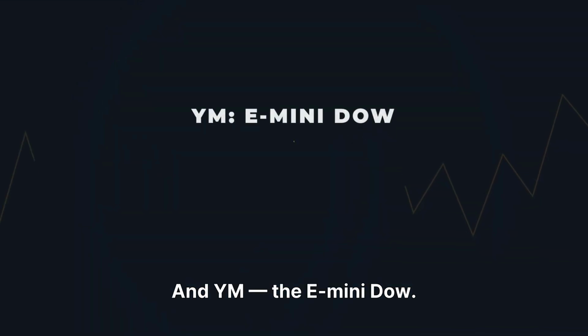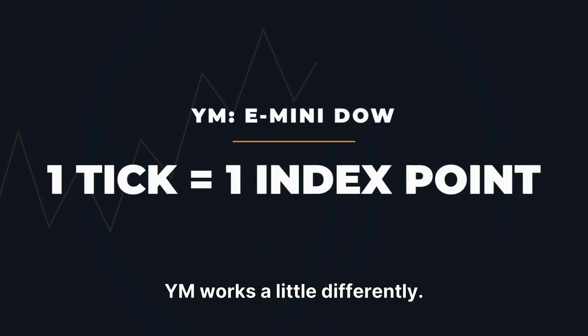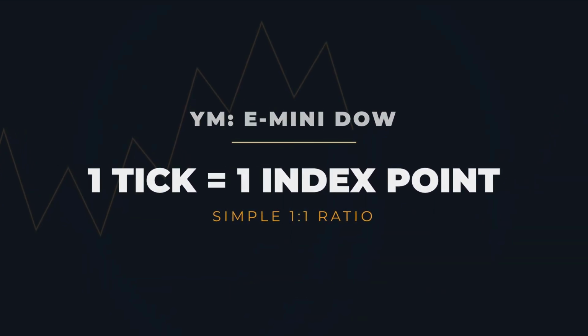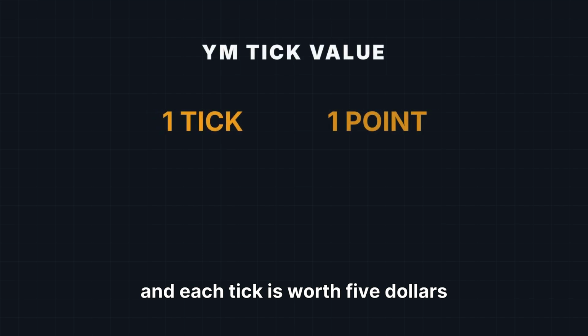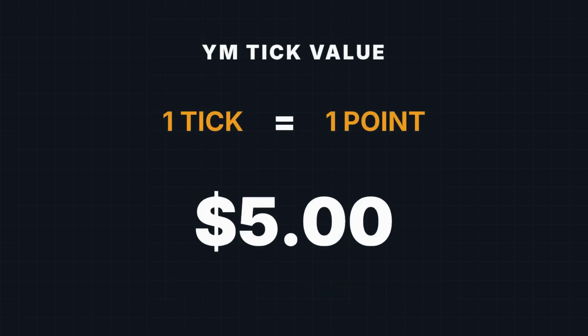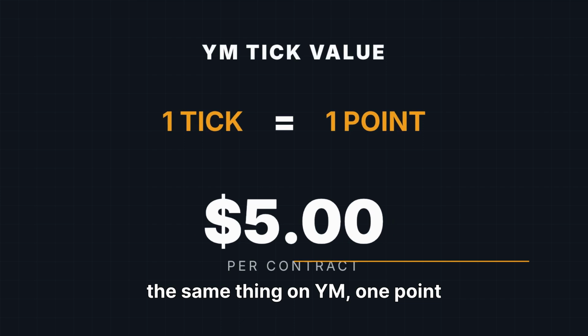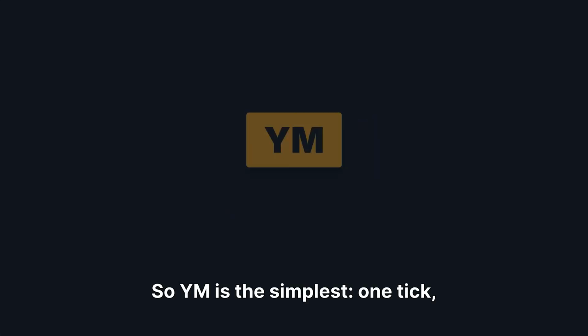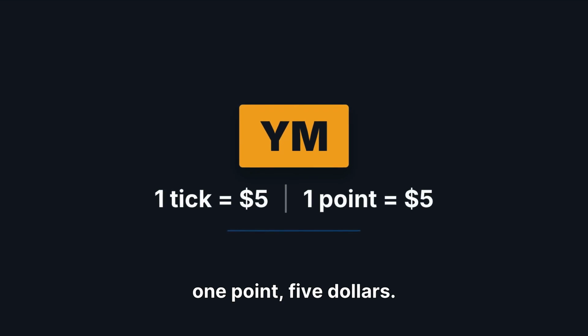And YM, the E-mini Dow. YM works a little differently. For YM, one tick is 1 full index point, and each tick is worth $5 per contract. Because a tick and a point are the same thing on YM, 1 point also equals $5. So YM is the simplest: 1 tick, 1 point, $5.